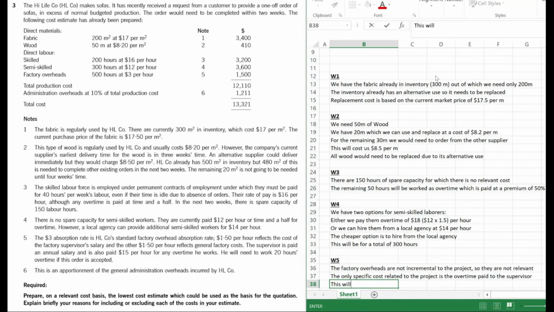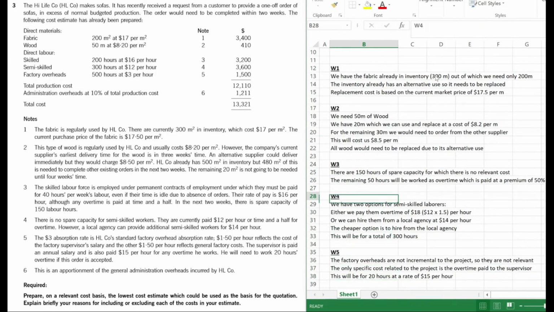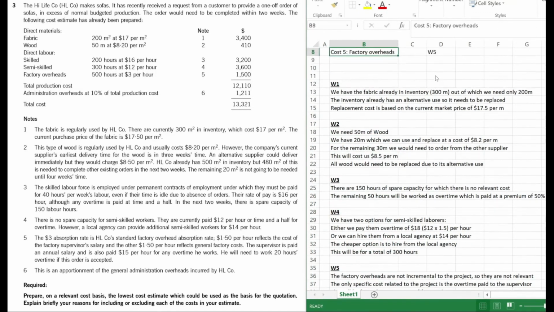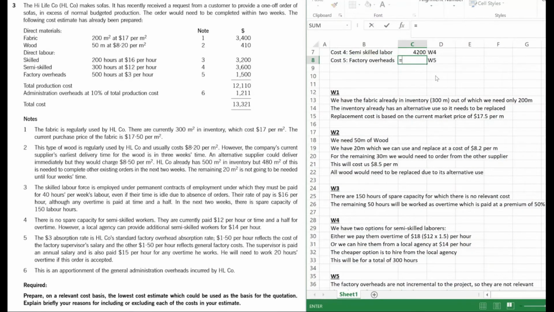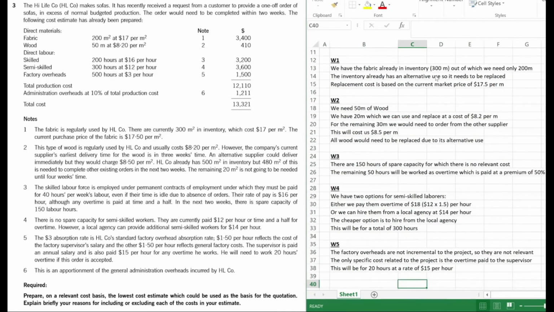This will be for 20 hours at a rate of $15 per hour. So we've given our train of thought and our explanation. So mark for that explanation, and we get a mark for the number itself, the relevant cost. So 15 into 20 gives us 300. Okay, let's move on to the last one.